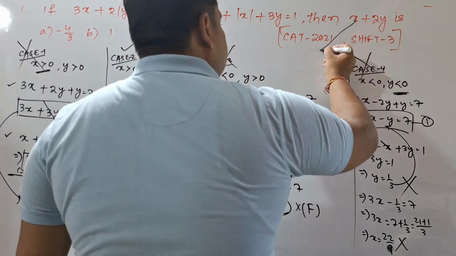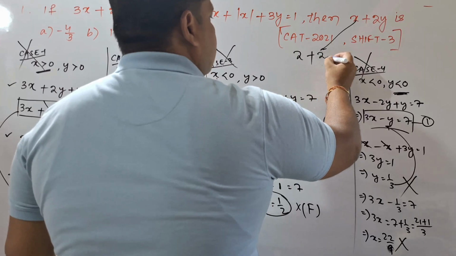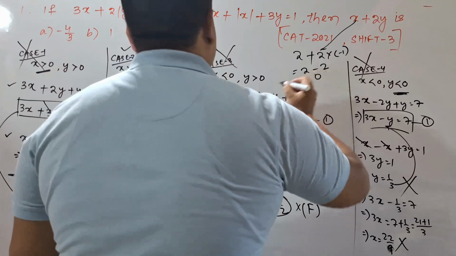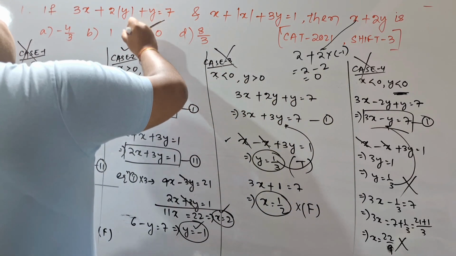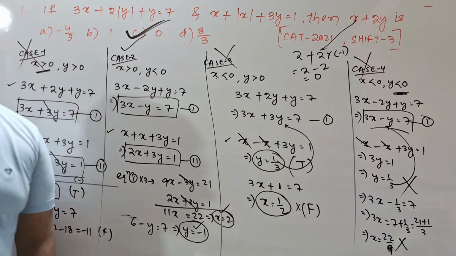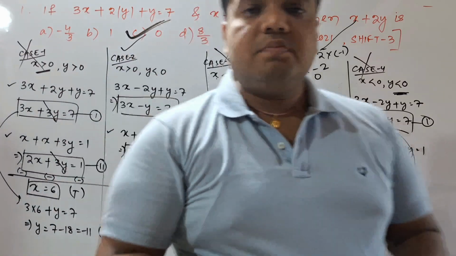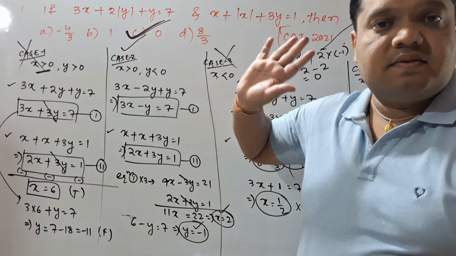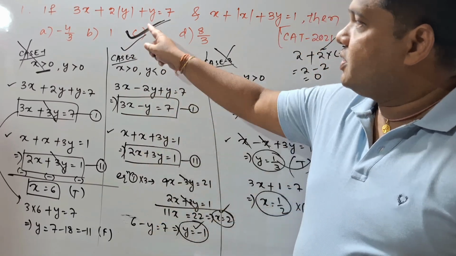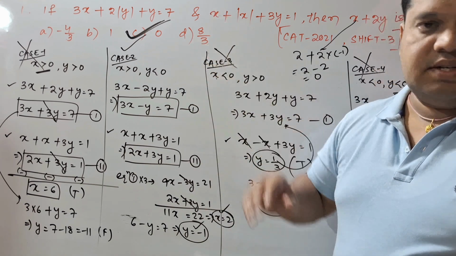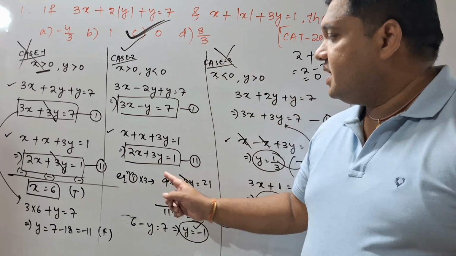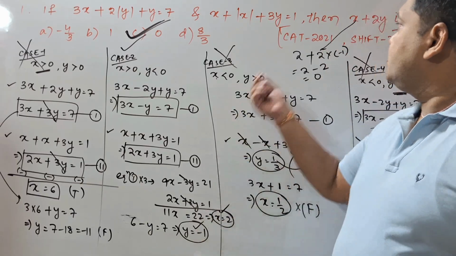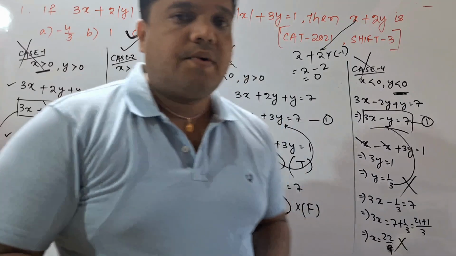So the answer for this question is 2 plus 2 into minus 1. So this is equal to 2 minus 2, which is equal to 0. The answer for this question is 0. Understood now? This question is based on the definition of modulus. Here we make cases, and case 2 satisfies my answer. Case number 2 satisfies the condition. If it satisfies the condition in case 2, x is equal to 2, y is equal to minus 1. Just put it here. Done? Okay, write it down.